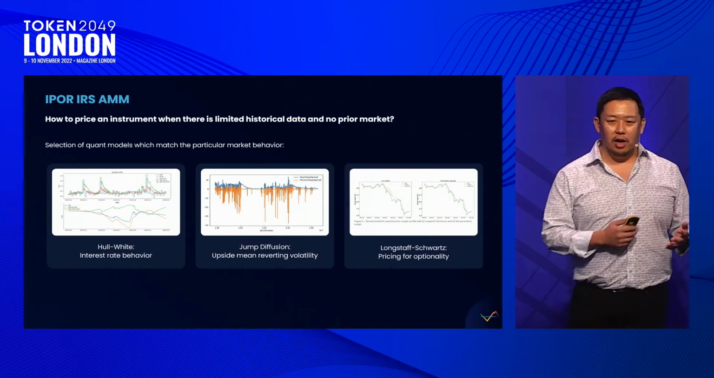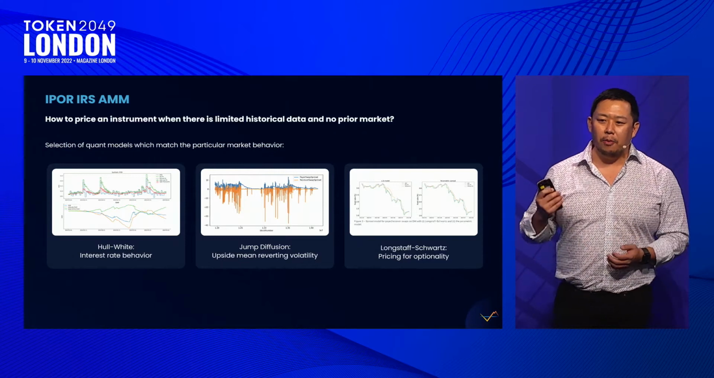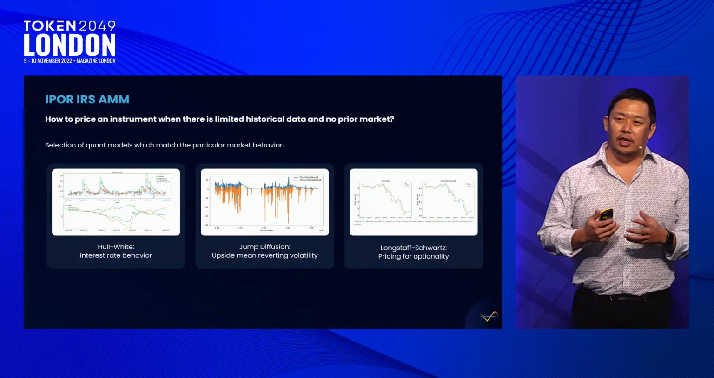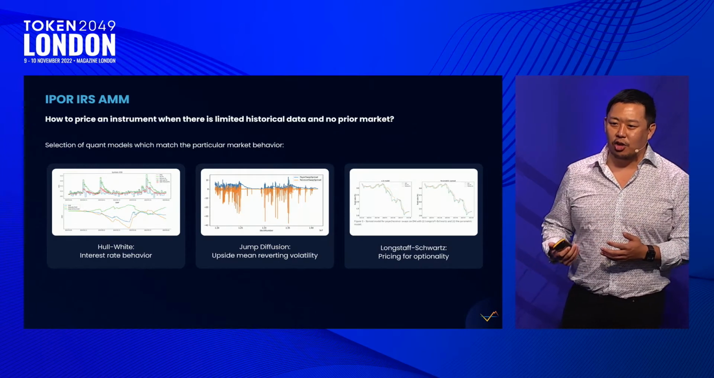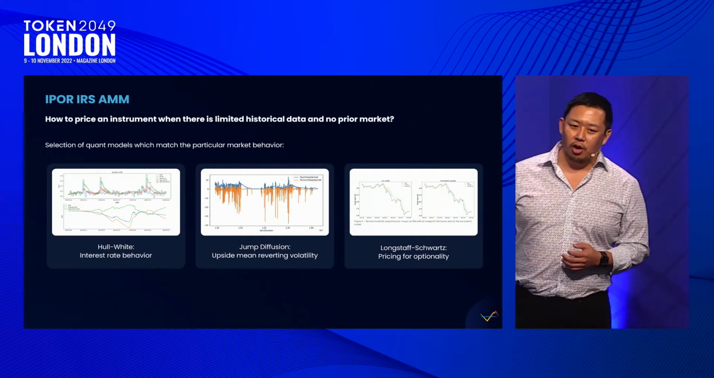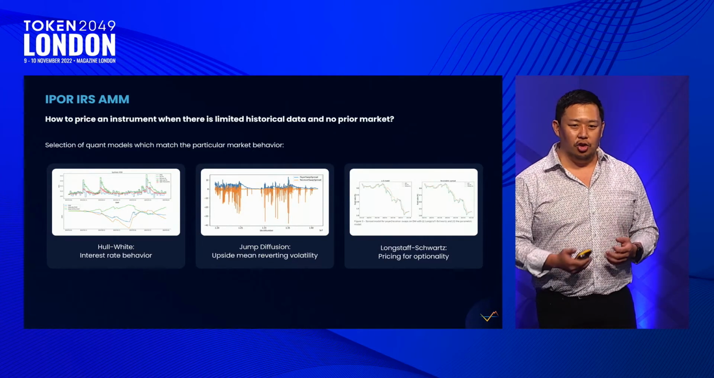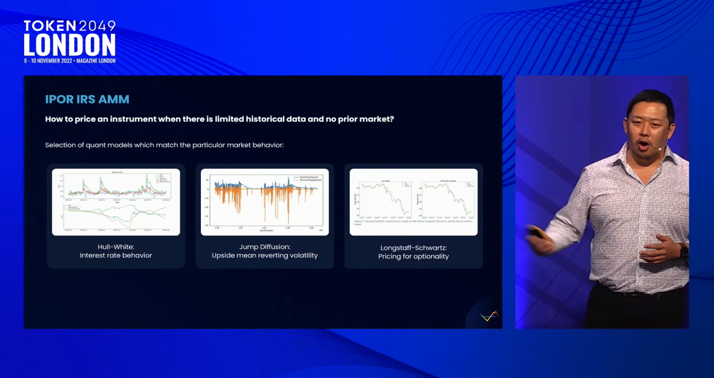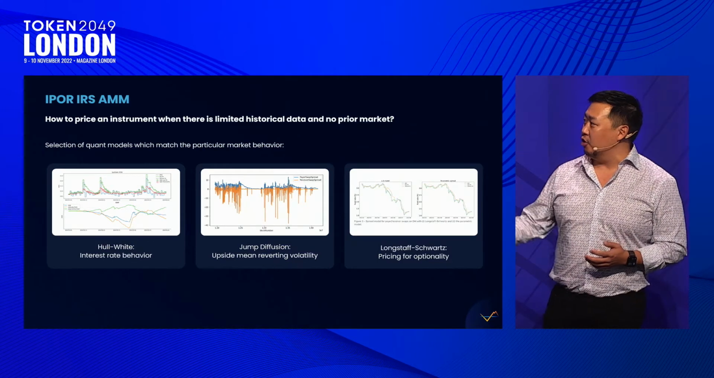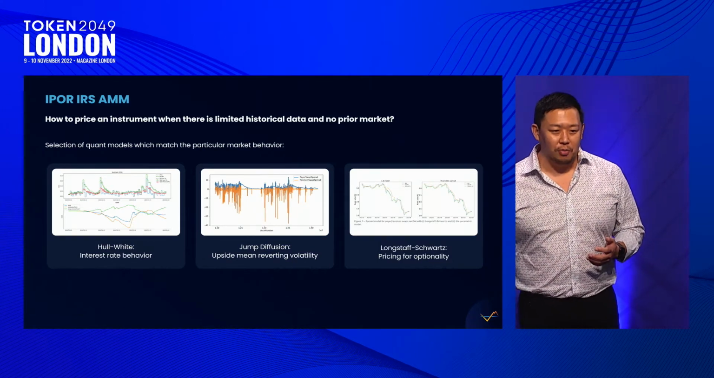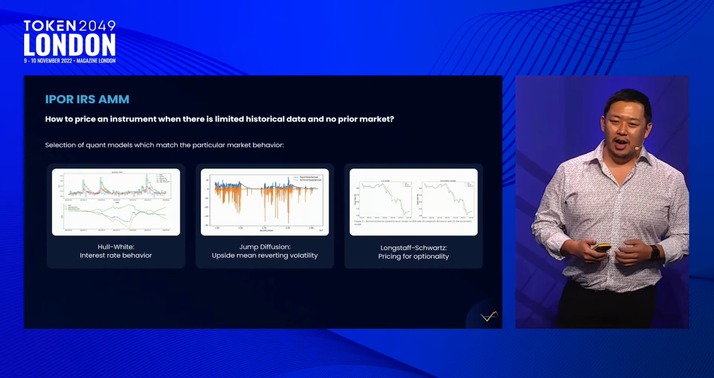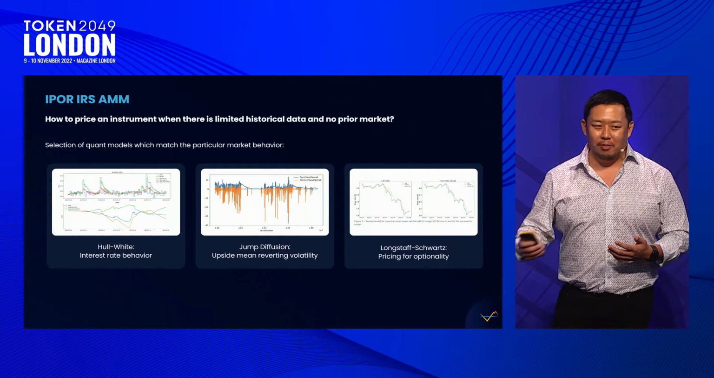Because you're not pricing volume for demand. You're actually pricing a lot for volatility. So we are digging into the quant toolkit. We use something called Hull-White, which is the traditional quant model for interest rate behavior. And then we borrow other models that actually match this DeFi behavior. For example, we use jump diffusion, which models these volatility spikes, and then mean reversion. And so you can think of it as kind of a premium to the upside.